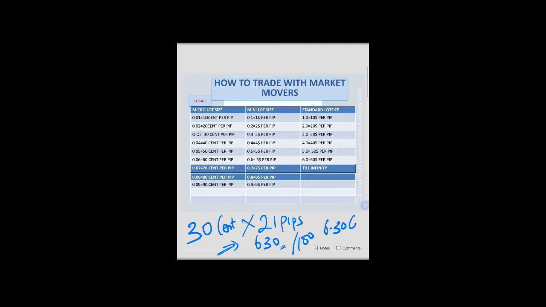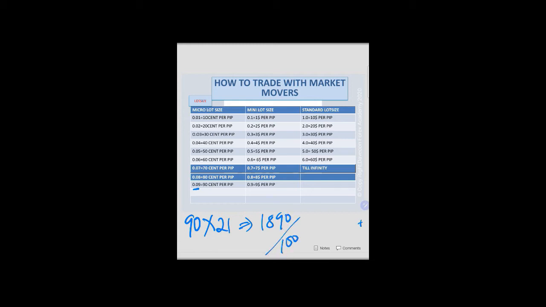So now you understand how this is done. Now this is in the category of cents. For each cent, any calculation you make, divide by 100. So this is 0.09. The same thing. If I use 0.09, I'm going to have 90 cents. If I make 21 pips, 90 times 21, I'm going to be having 1,890. So I'll divide it by 100, and I'm going to be having $18.90. Alright, so that's the way this one works.